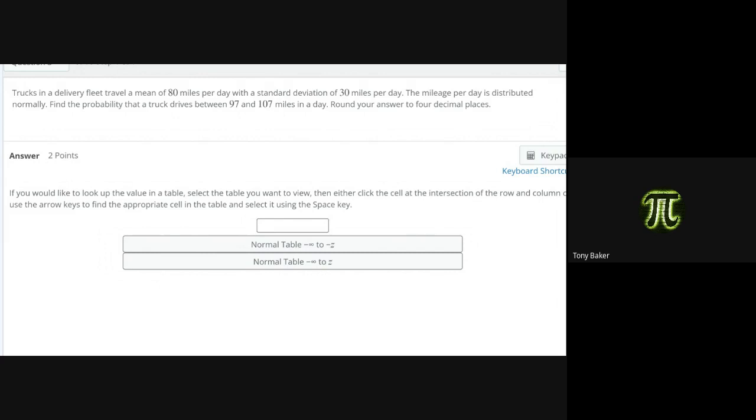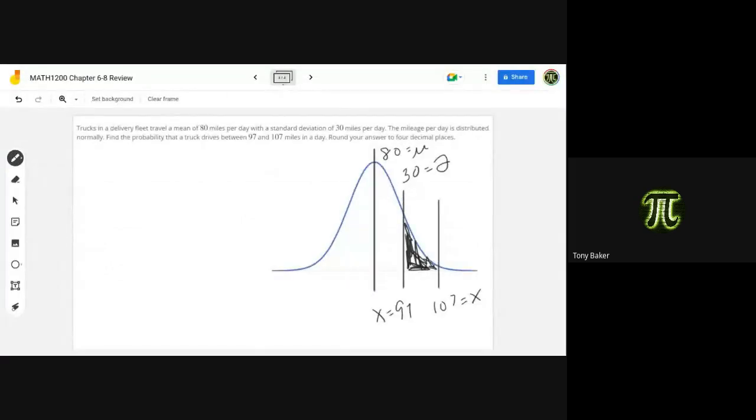All right. What are they giving you in this problem? Okay. All right. Where are the 97 and the 107 going to be? On the right side of the graph, left side of the graph, or one on either side? Why? Correct. Okay. And that's important because that means my Z's are going to be what? Both positive, which gives you information. Okay. So that's what my graph would look like. I'm looking for that piece right in between there.